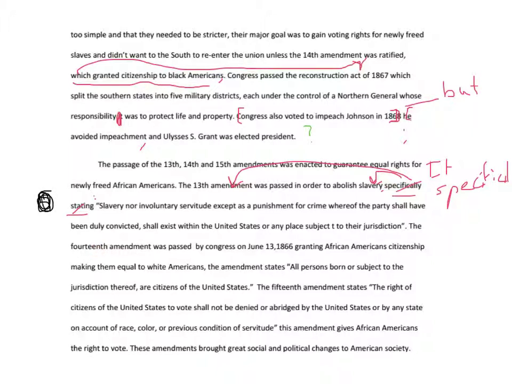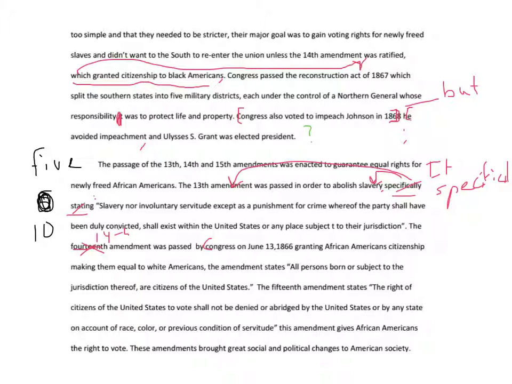I'm sorry, I just completely got it backwards. If it's a single-digit number, we spell it out. But if it's not a single-digit whole number, then we write it as numerals, 10 and up. So it looks like all the things we're talking about, 13th, 14th, 15th, fall into this category. So there's no reason to write this out as fourteenth. We should just write it the same way we were doing earlier. 14th Amendment was passed by Congress on June 13th, 1866, granting African Americans citizenship.